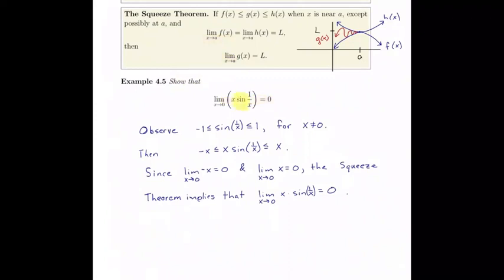We think of this as a function g of x, right? And we want to show that it's got this limit of L, or 0 in this case. So what we're looking for is an f of x that's less than g of x, this function, and we're looking for an h of x that's greater than this g of x, this function here. So we just have to remember a few facts.